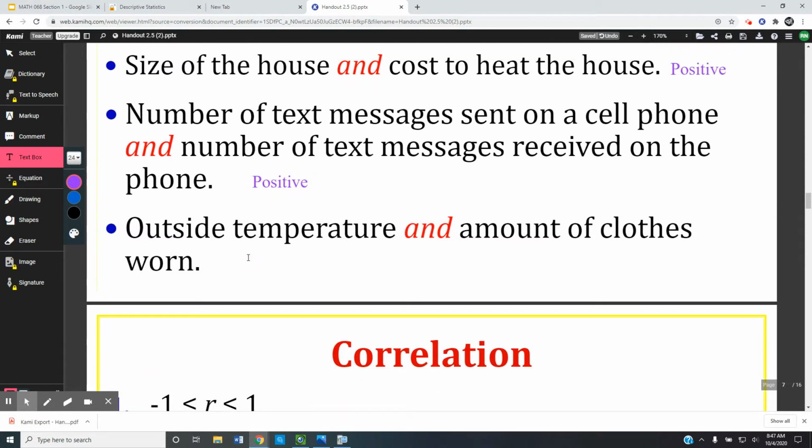The outside temperature and the amount of clothes worn. Okay, well, this could be read in a couple of different ways. First of all, what do you think would happen if the temperature goes up? Well, as the temperature goes up, the amount of clothing worn should go down. What do you think as the temperature decreases? Well, I think that the amount of clothing worn goes up. So those two things are acting oppositely. So because they're acting oppositely, it'll be a negative correlation.